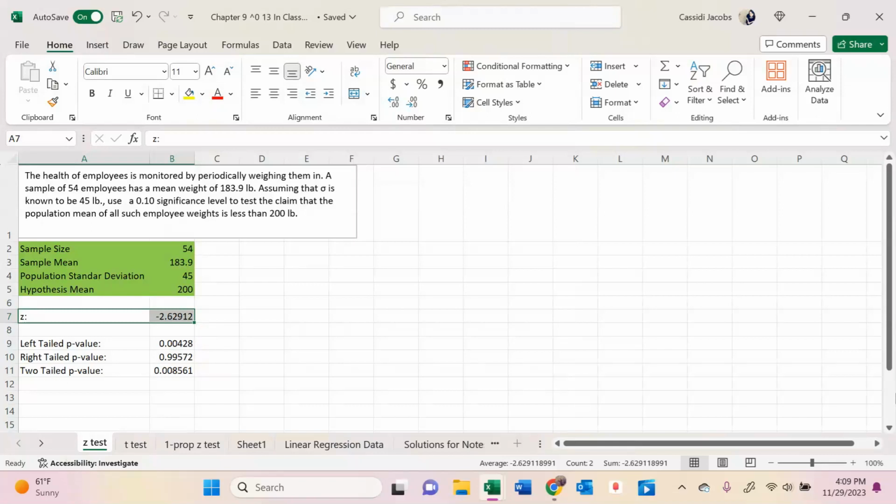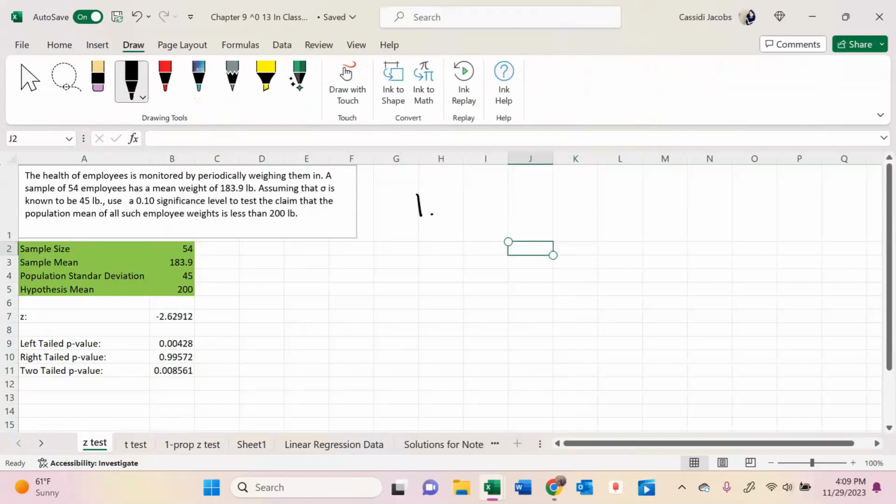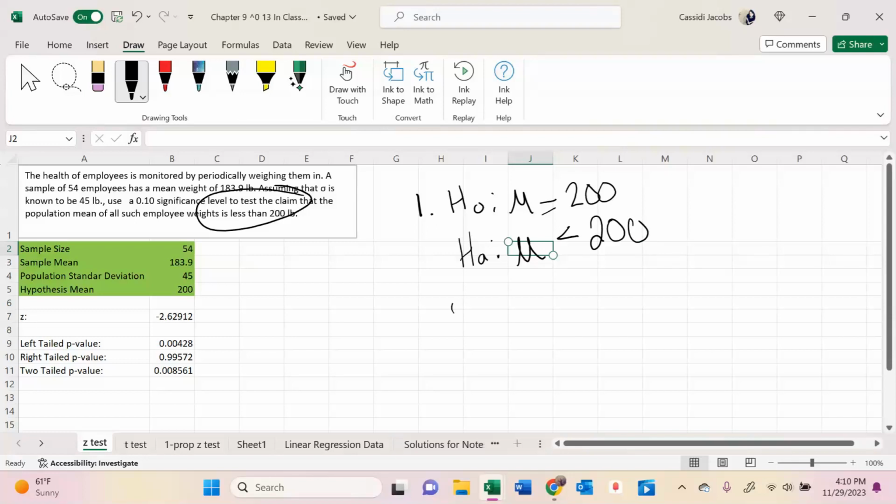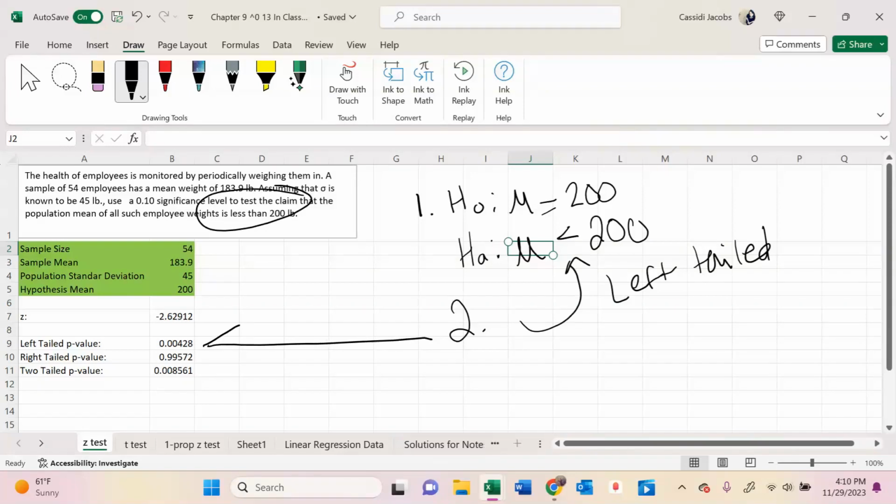So our first step on these was to identify what is happening here. So here in the hypothesis test, we know the null hypothesis here is that the mean is equal to 200. The alternative hypothesis is being stated explicitly, less than 200. So the mean is less than 200. So in step 2, we see a less than sign here. So this means we're doing left-tailed. And that's what tells you which answer to use from the Excel. We're using the left-tailed p-value here.